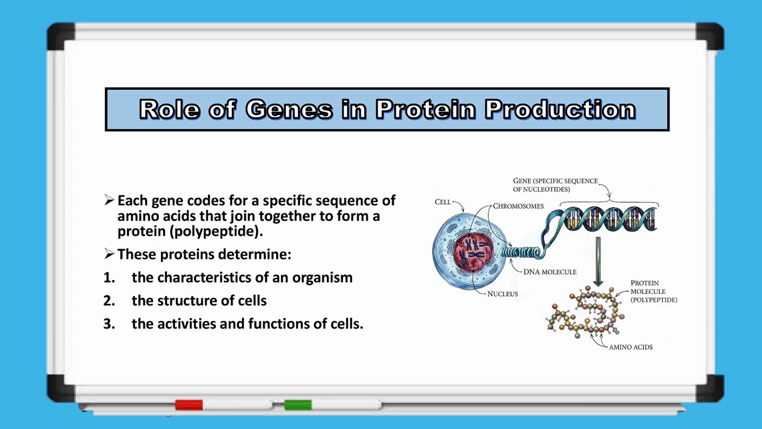Now, looking at the role of genes in protein production, each gene contains the code for a specific sequence of amino acids. These amino acids join together to form a protein or polypeptide. These proteins determine the characteristics of an organism, the structure of its cells, and the activities that take place inside cells. So overall, the sequence from nucleus to chromosomes to DNA and then to genes finally leads to the formation of proteins made from amino acids, which control how cells function.